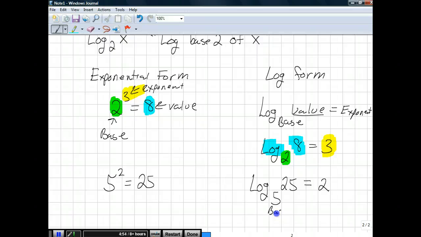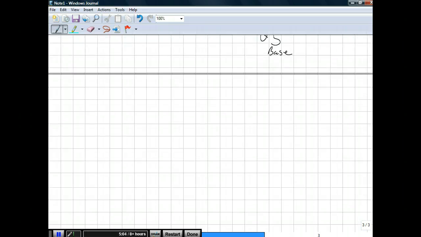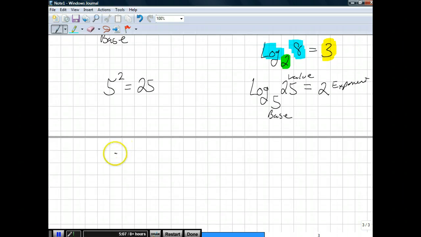So remember that this is the base, this is the exponent, and this is the value. Okay, so if I had 2 to the 5th equals 32, then in log form, that would be log base 2 of 32 equals 5. So again, notice that it's always equal to the exponent, okay?